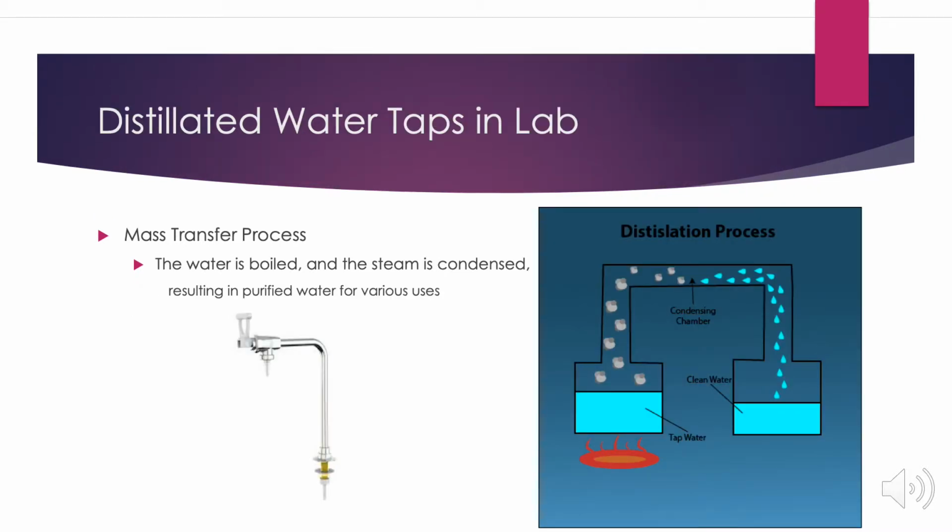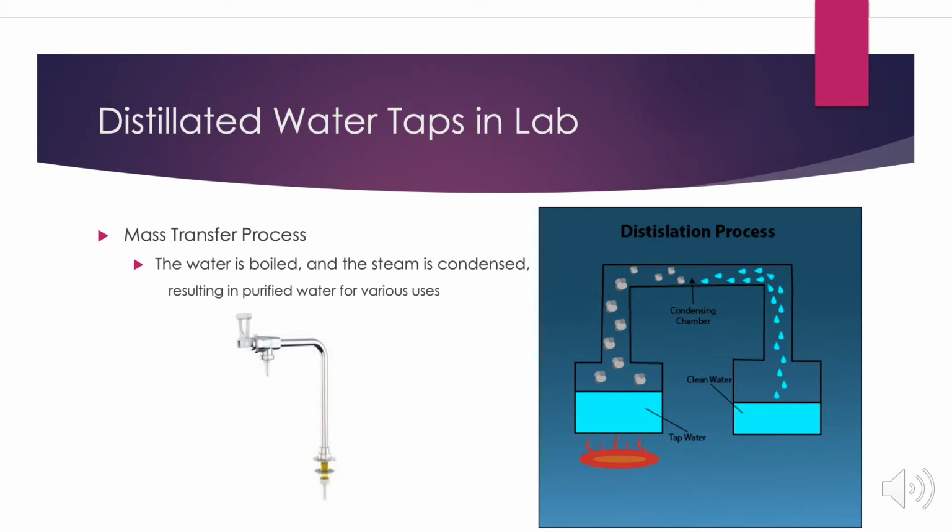The second example can be found in pretty much any of the labs on campus. We have in the sinks the distilled water taps, and so in order for the distilled water to get to the tap and through the sink to be used, it has to get distilled first, and that's an example of a mass transfer process. So what happens is the water's boiled, and then in this condensing chamber that you see here, that water condenses and then falls down into a separate chamber that stores the clean water.